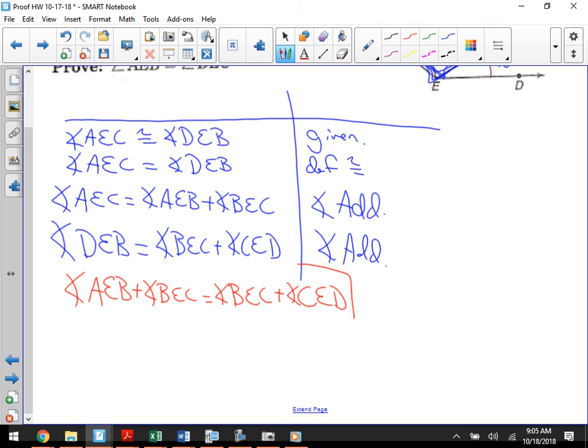And what's my reason? Leave something in for something else, guys. What do they have that's the same on both sides? How do you get rid of it? How do you get rid of it?